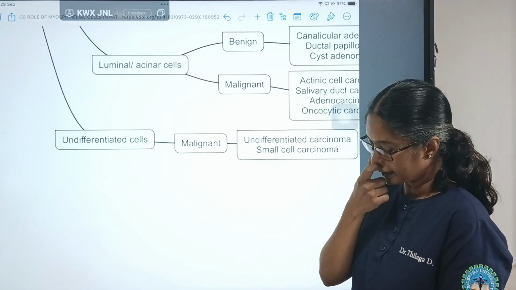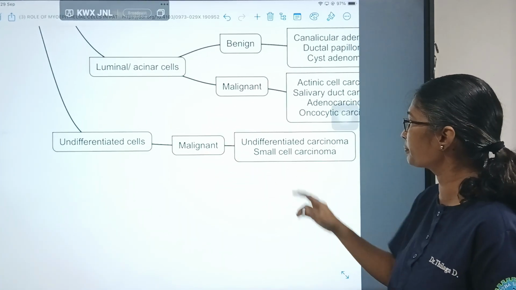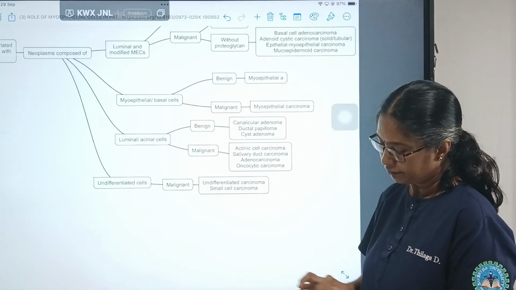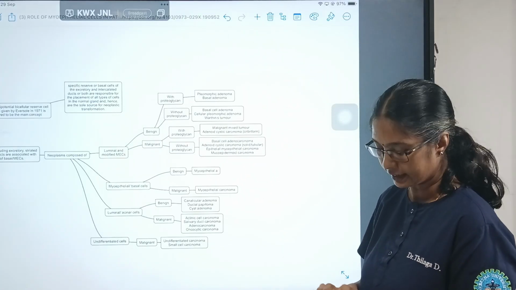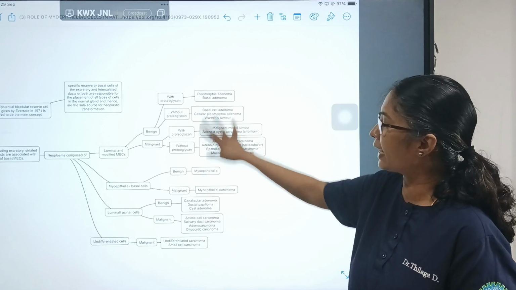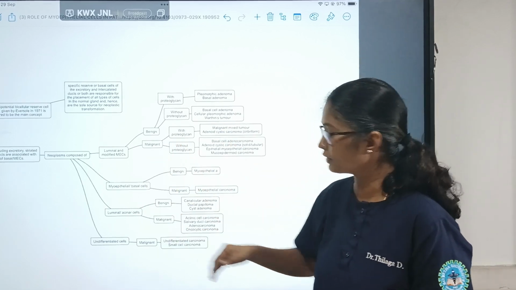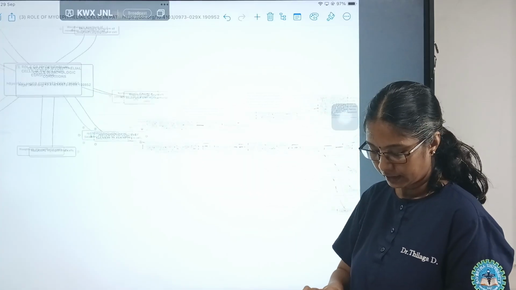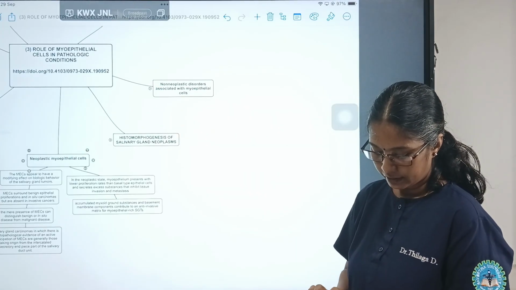The undifferentiated cells have only the malignant version, which is the undifferentiated carcinoma or small cell carcinoma. We will be seeing all these carcinoma types in future seminars. But the basic classification of the neoplasms is based on the cell types involved. That is the histomorphogenesis of salivary gland neoplasms.